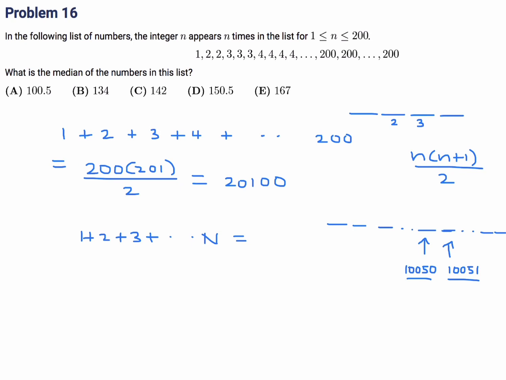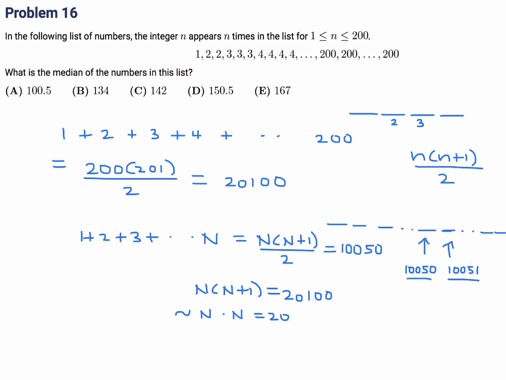So let's see. The sum of this, of course, is n times n plus 1 over 2. And I want that to be sufficiently close to 10050. It'll give me some sort of an idea of what the number will be. Okay, so let's work with this. N times n plus 1, cross multiply, and that's going to be 20100. Now I don't have to use a quadratic. This is just an estimate, right? So this is very similar to n times n is equal to 20100.